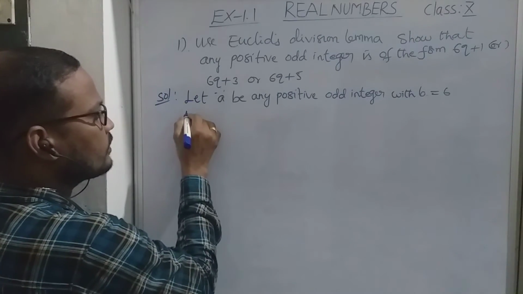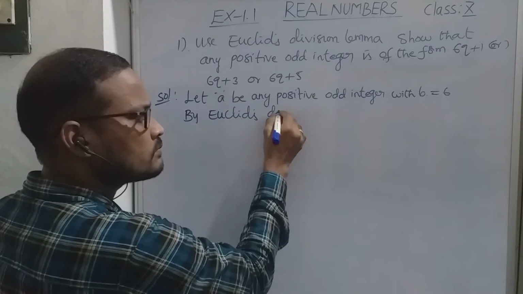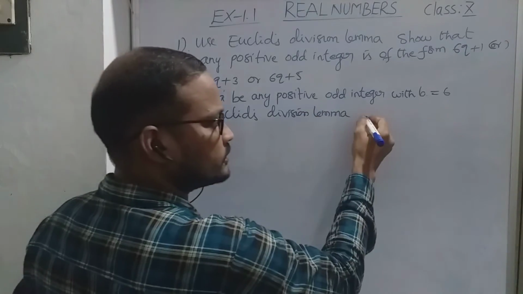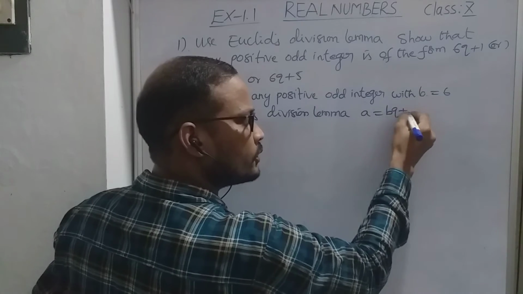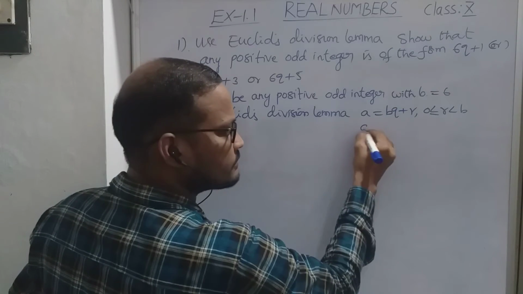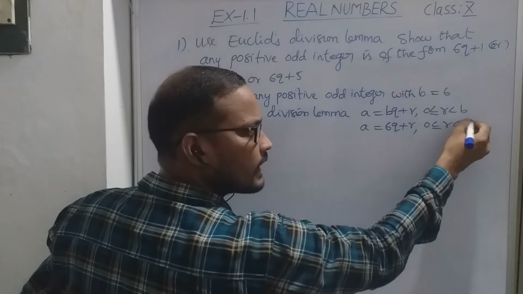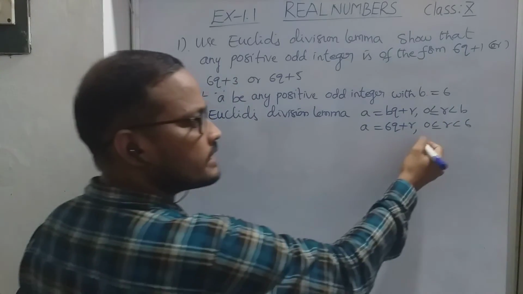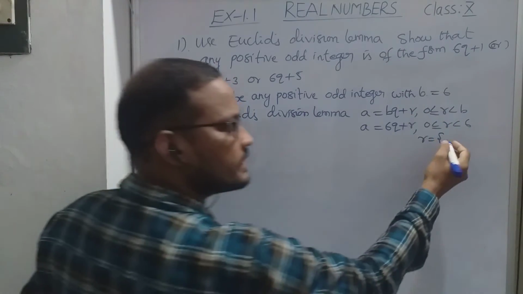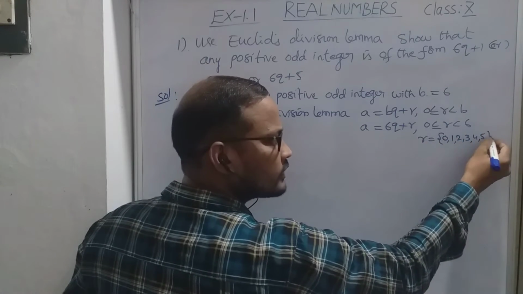Okay? Now by Euclid's division lemma, Euclid's division algorithm, a is equal to bq plus r, 0 less than or equal to r less than b. Now how to substitute the b value? a is equal to 6q plus r, where 0 less than or equal to r less than 6. Now in this case, what is the r value? 0 less than or equal to r less than 6 means r goes from 0 to 5. You can take 1, 2, 3, 4, 5.